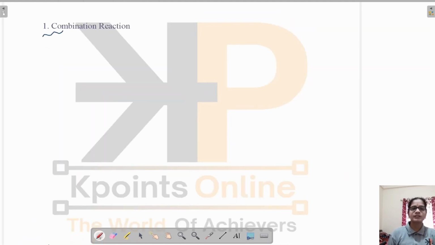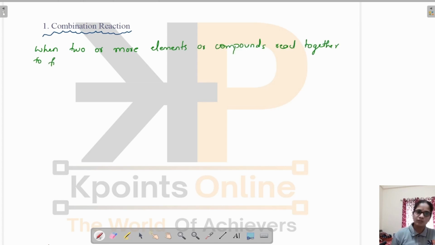First is combination reaction. Here the name itself indicates we are combining the reactants to form a single product. It is a combination reaction when two or more elements or compounds react together to form a single product. The reaction is called a combination reaction.